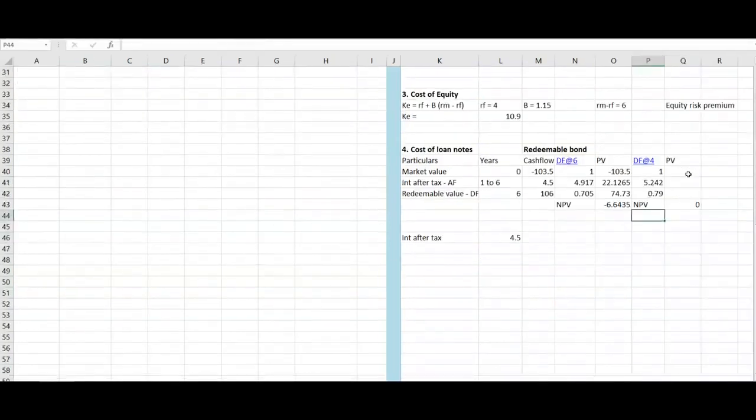We got the discount factors here. We have to then multiply. When multiplying, be very careful. You have to multiply the discount factor into the cash flow. The cash flow is here. Multiply those numbers and you will get the answer. You can just copy the formula and paste it. So you got 3.8.